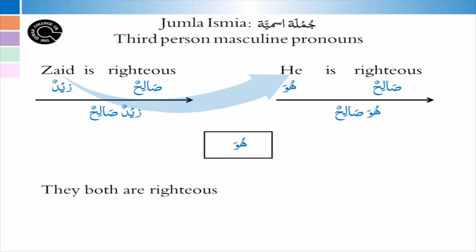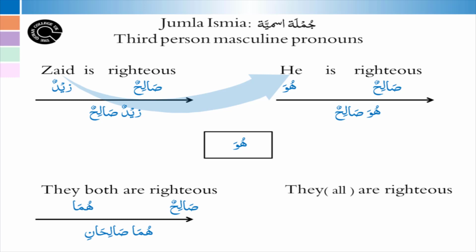Our next example is they both are righteous. For righteous we use salihun. For they both we use huma. Remember that huma is used for the dual case of masculine and feminine. Since here we are dealing with masculine, therefore we mean two male persons. Our sentence will become huma salihani.